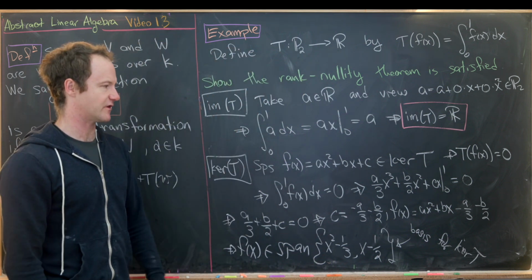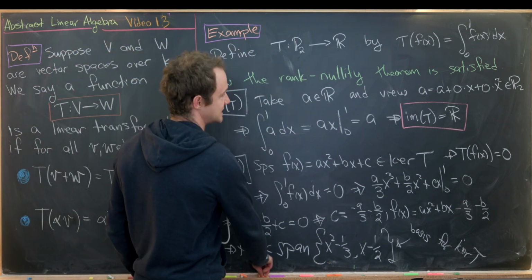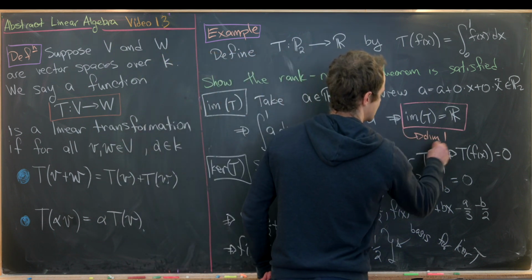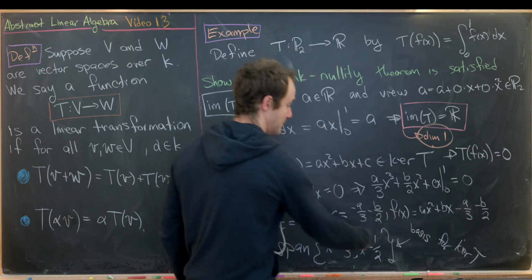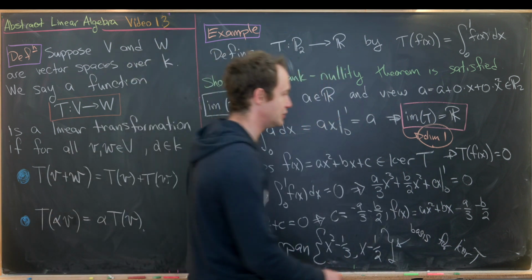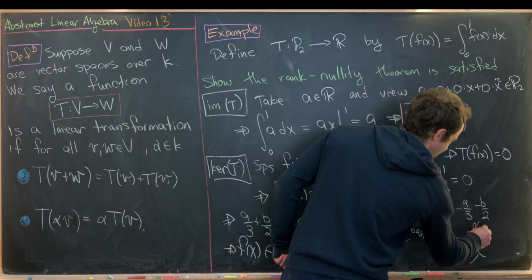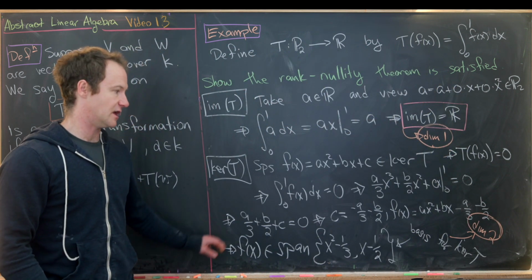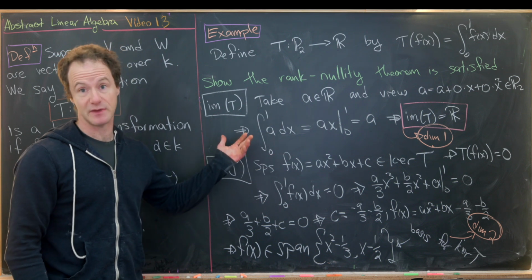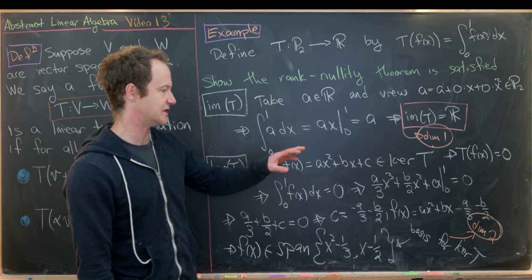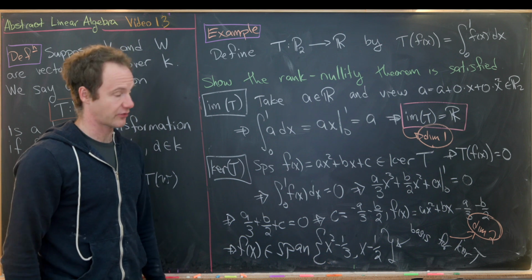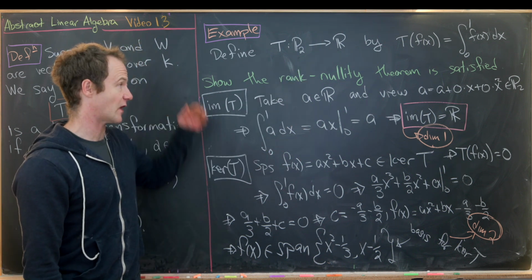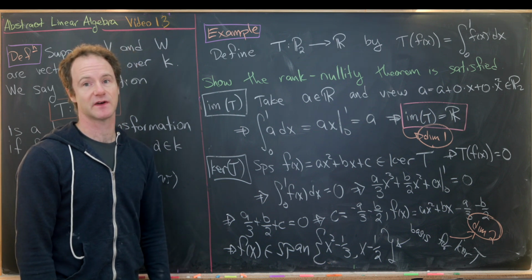Okay, so let's see what we've got. We have the image of T is all real numbers. The image of T has dimension 1. The basis for the kernel of T has 2 elements, which tells us that the kernel of T has dimension 2. Then the kernel plus the image, the dimension of the kernel plus the dimension of the image, 2 plus 1 is 3. But 3 is the dimension of P2. So yes, the rank nullity theorem is satisfied.